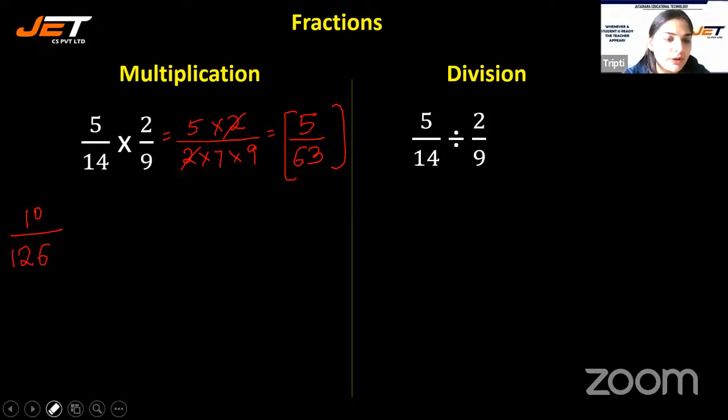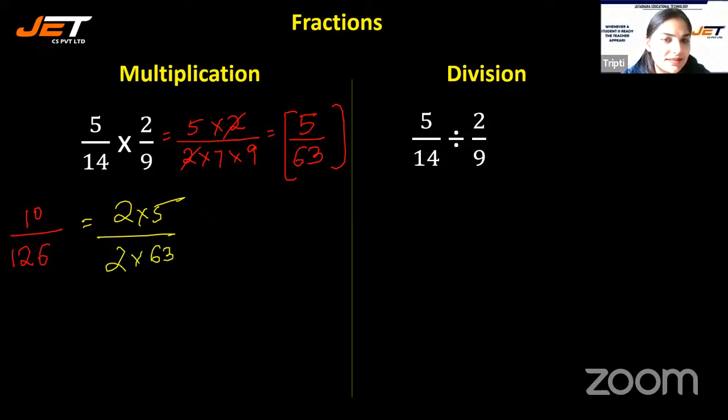Because then I have to do by 2. Okay, I'll show you. Wait. Okay, 2 times 5 and 2 times 63. 2, 2 cancel, 5 by 63 is the answer.